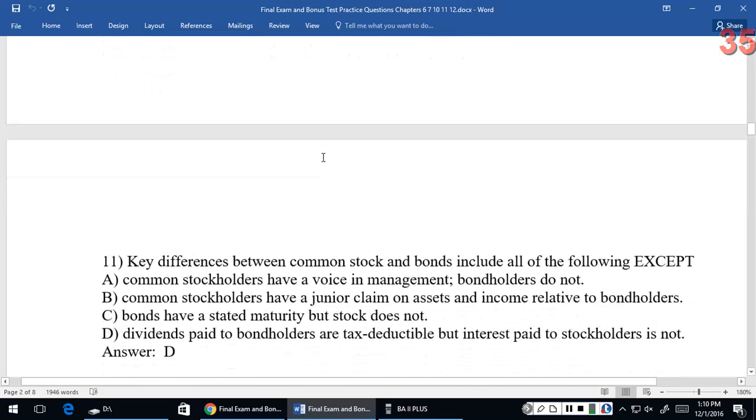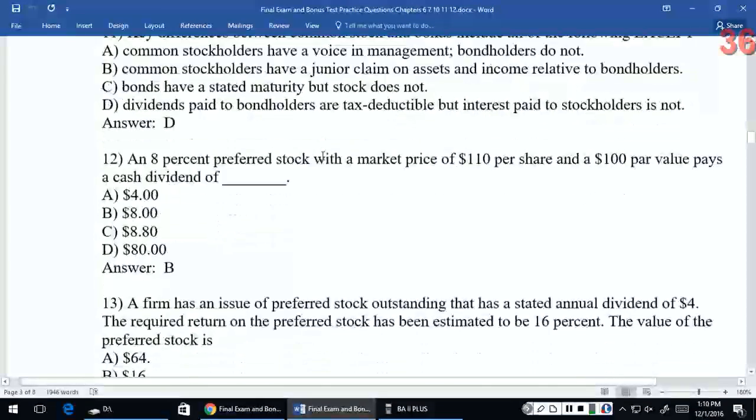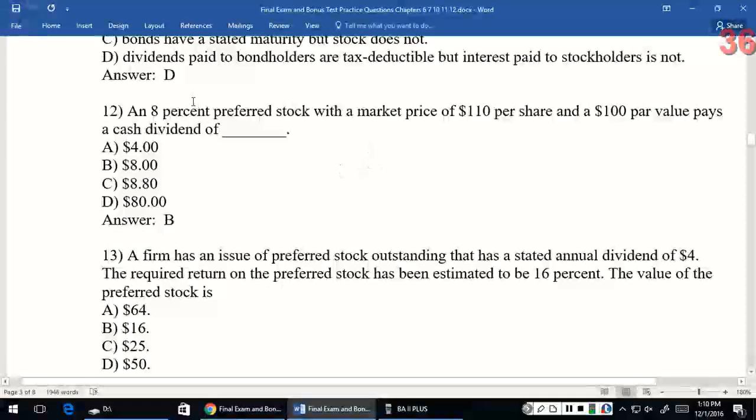All right. Okay, so now we're talking about stocks. Here's a pretty straightforward one. Number 12, 8% preferred stock with a market price of $110 per share and $100 par value pays a cash dividend of.